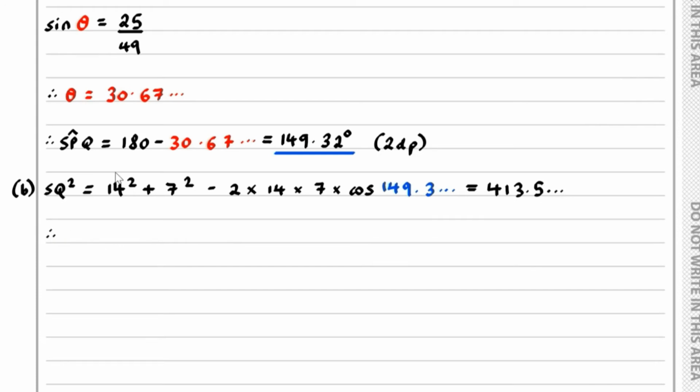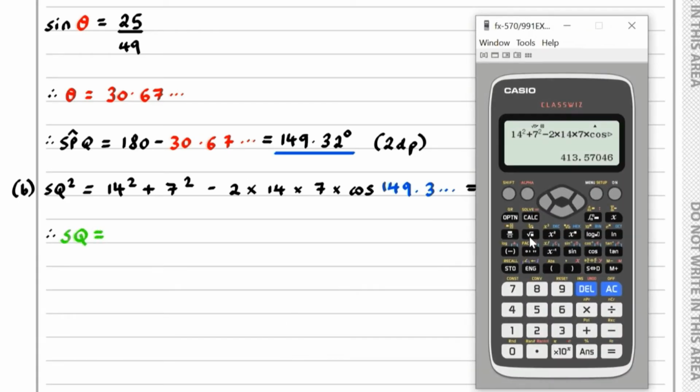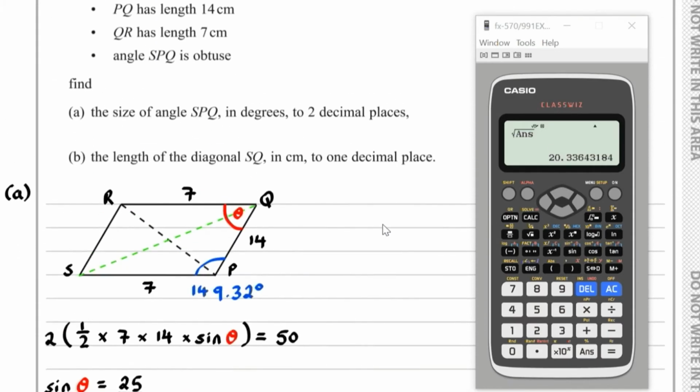And therefore, SQ, that's equal to the square root of this, which is 20.3 centimeters, given to 1 decimal place. So if we add this to our diagram, we've got 20.3.